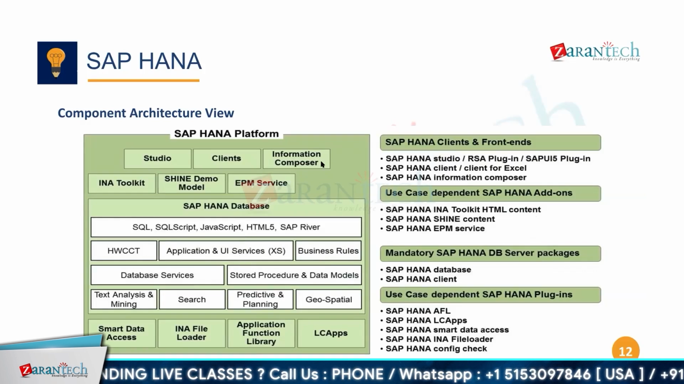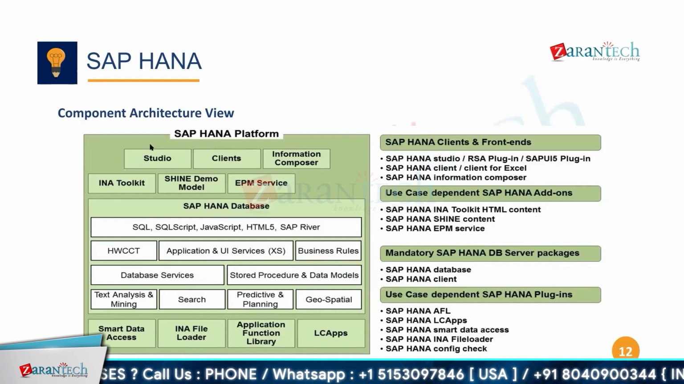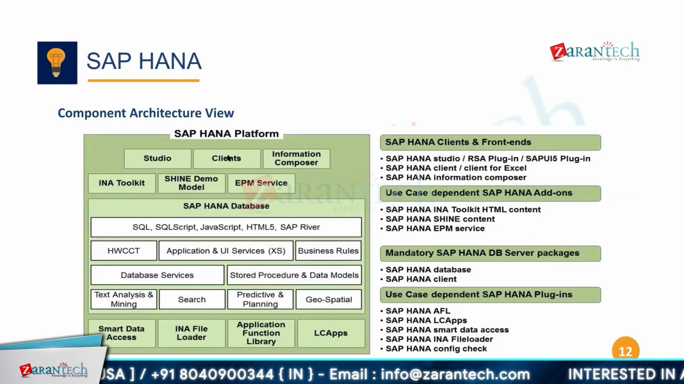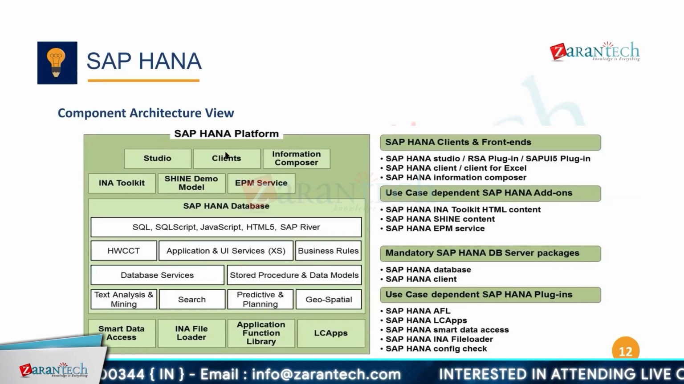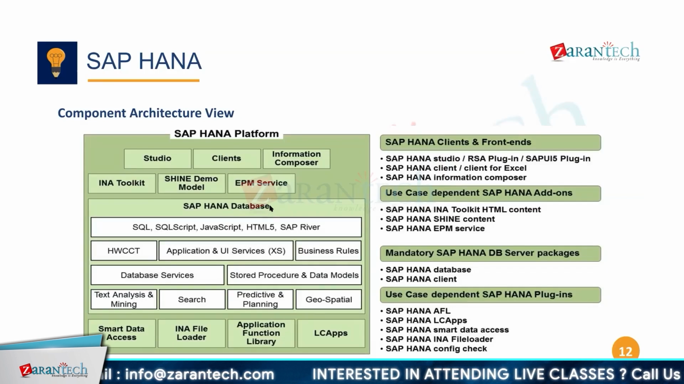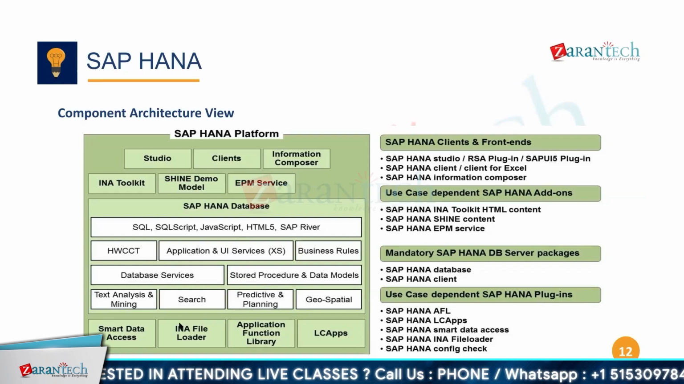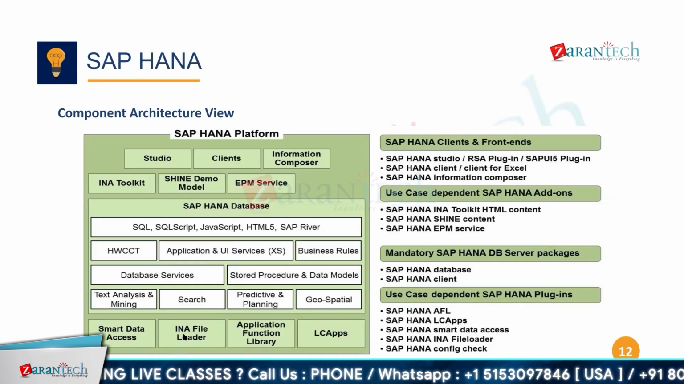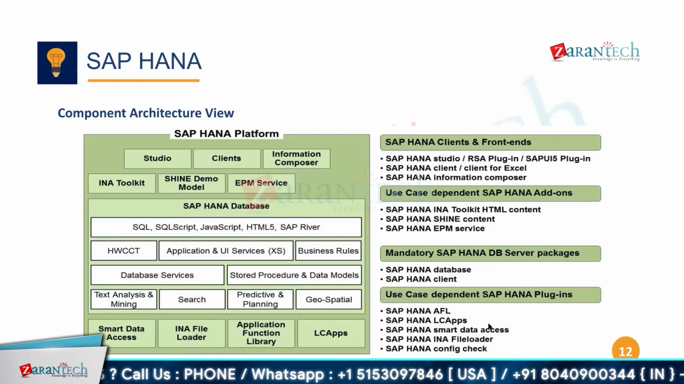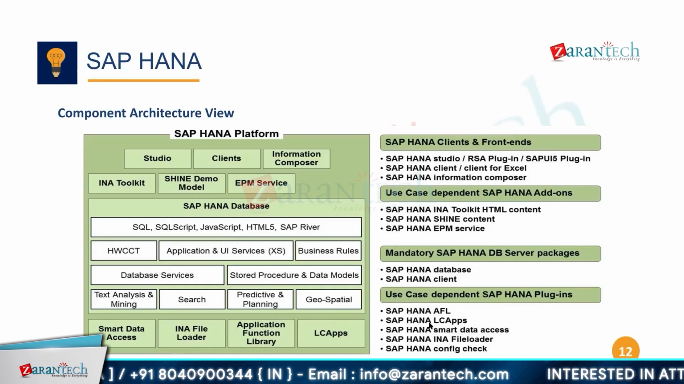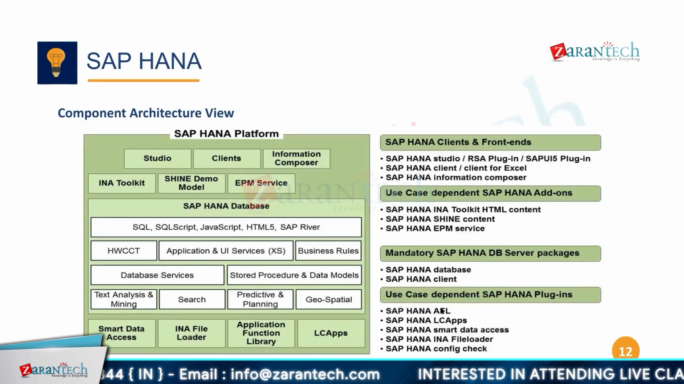The rest is all front end: you have HANA Studio and clients and some plugins, the INA toolkit, the Shine demo. These are all GUI or UI interface tools, client-based tools, or front ends. And then SAP HANA as a database, and use-case-dependent HANA plugins at the bottom: AFLs, LC apps, Smart Data Access, flat file loader. These are all based on the customer's requirement. If they're SCM, they use something; if they're working in some functional areas, they will put some plugins.